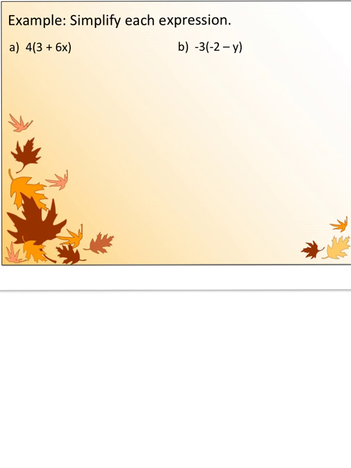I would read this as 4 times parentheses. Okay, that tells me the 4 goes to everything inside. So 4 times 3 plus. Anytime you're moving and hopping to the next one, you're always going to put a plus sign, and then you're going to hop to the next one. 4 times 6x.